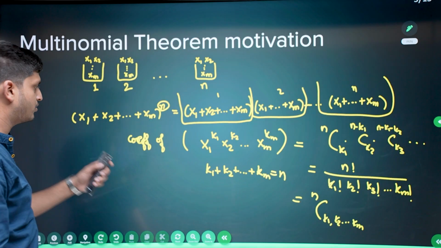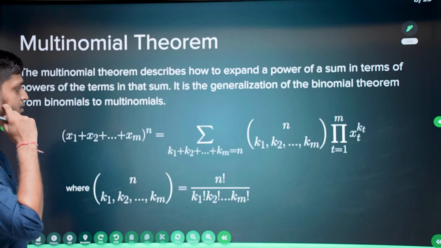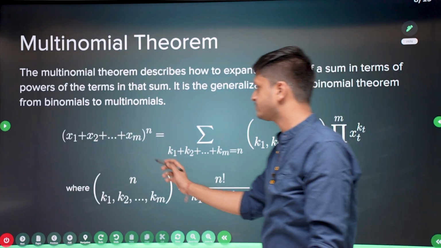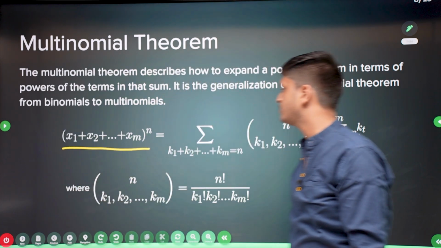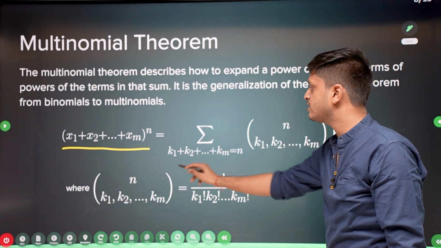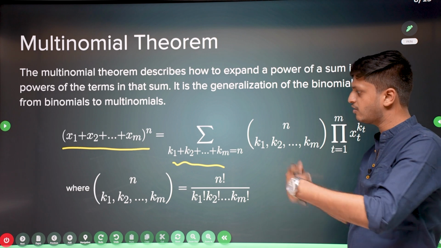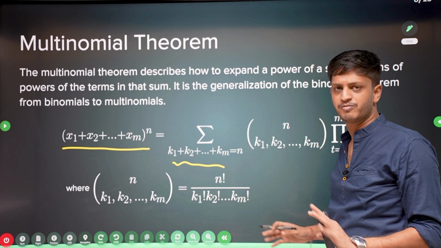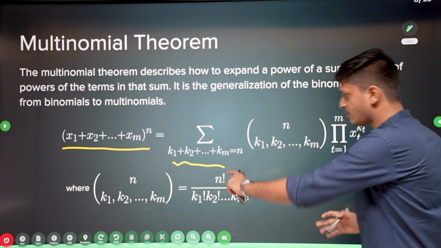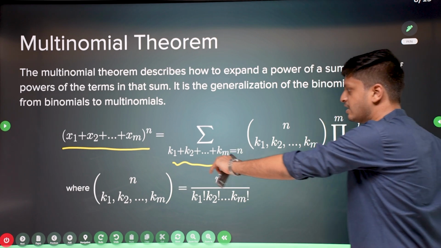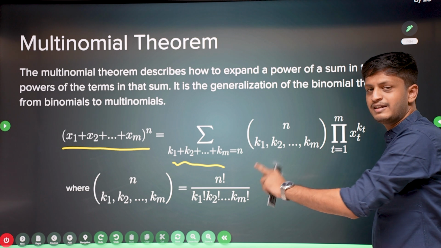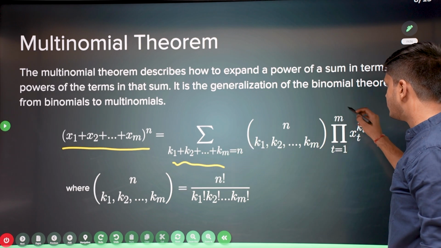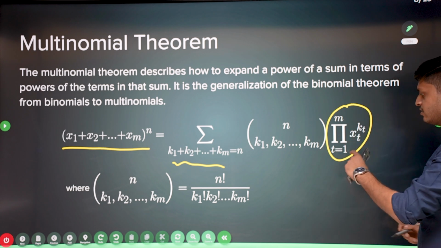Okay, so this is the coefficient and this is how it is defined. So this is how in compact notation we will write the multinomial theorem. x1 plus x2 plus up to xm to the power n is what? Summation of all such terms in which k1 plus k2 plus up to km should be n. There are many such ways in which we can do this. Summation of all such terms in which k1, k2 up to km sum to n, and all these k's are greater than or equal to 0.